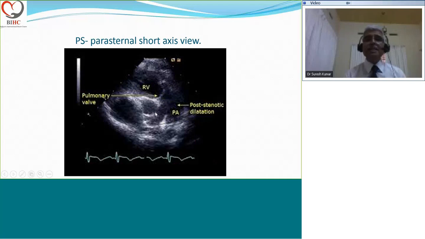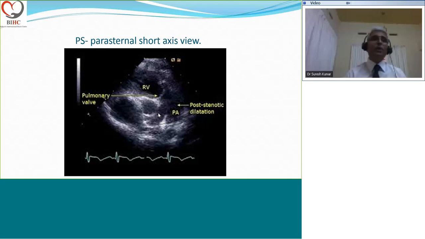And look at the discrepancy between the right and the left pulmonary arteries. The left pulmonary artery is twice the size of the right pulmonary artery. This is because the jet of pulmonary stenosis tends to cling to the wall and is directed towards the left pulmonary artery. Therefore, it is the left pulmonary artery which is characteristically dilated.